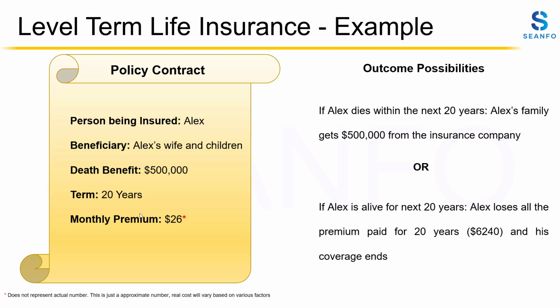So you have to clearly understand that the money Alex pays is just to buy protection for his family from an unfortunate event, which no one wants to happen. So what he bought was just peace of mind and the financial protection for his family for a period of 20 years.